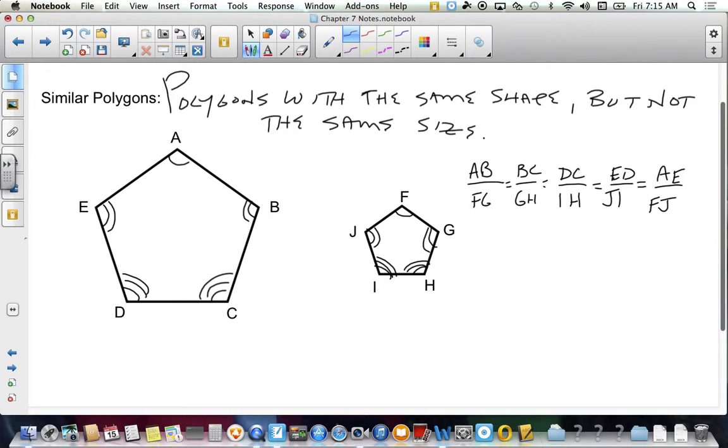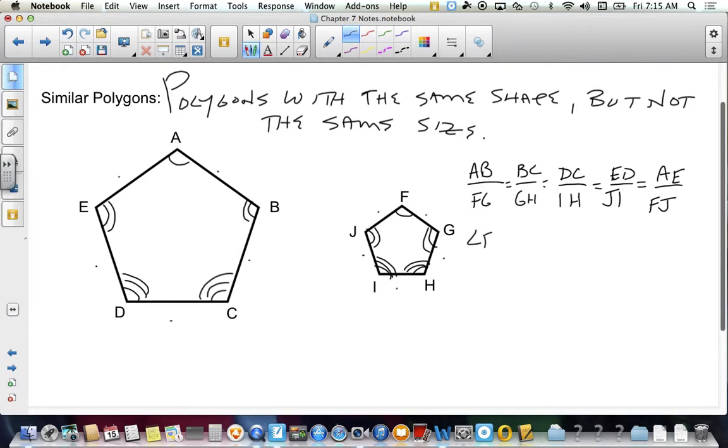So the ratio of this side to this side has to be the same as the ratio of this side to this side, and so on and so forth, all the way around the figure. Those ratios, those fractions, have to be the same. If those fractions are not the same, then you don't have similar polygons. Even if the angles are all the same, if the sides don't have the same ratio, then you do not have similar figures.